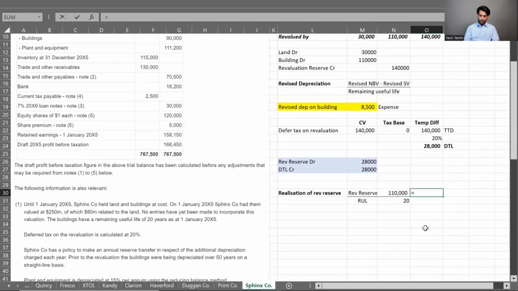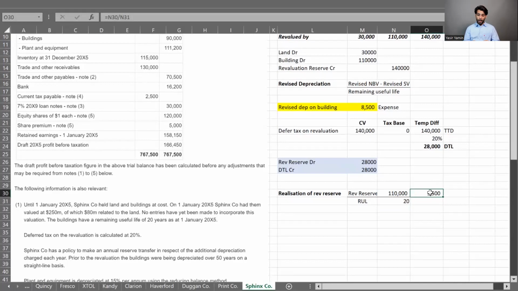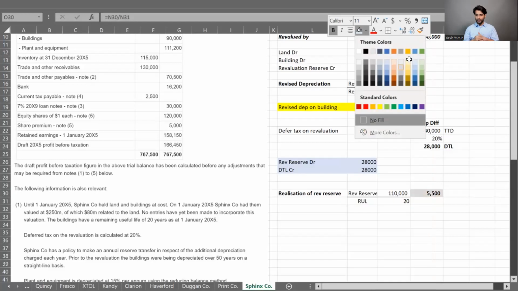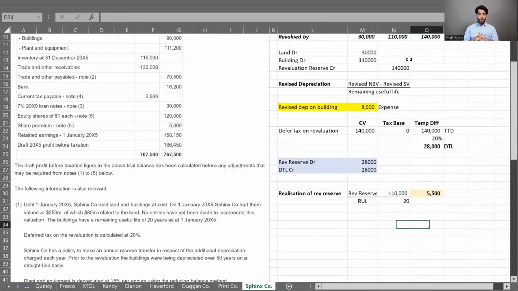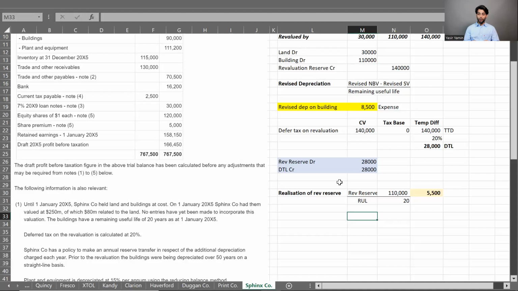That is 5,500. Now, again, I'll give full marks if anybody tells me the accounting entry for this 5,500. What is the accounting entry? I want to know this accounting entry of this realization of revaluation reserve from everyone. And it's a very easy accounting entry again. I can assure you of this.